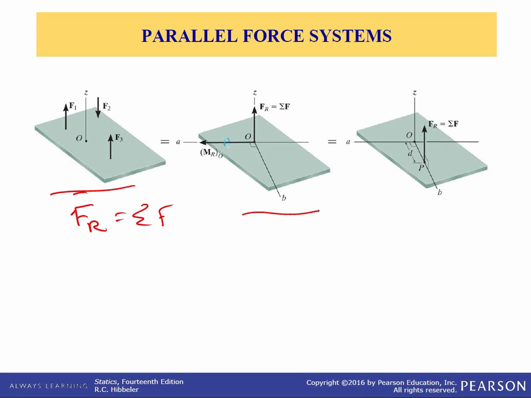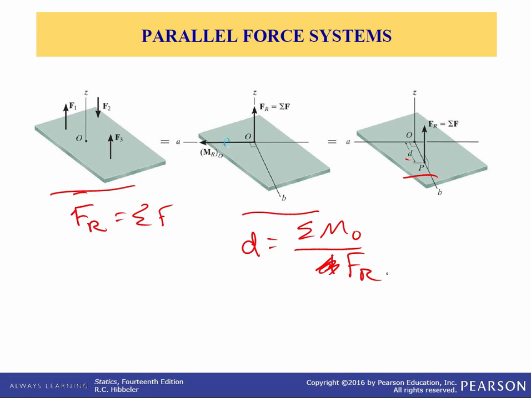As a result, the force system can be further reduced to an equivalent single resultant force acting through the point P, as you see here. The distance d that we have here along that b-b axis would be d is equal to the summation of moments about O divided by F sub r.